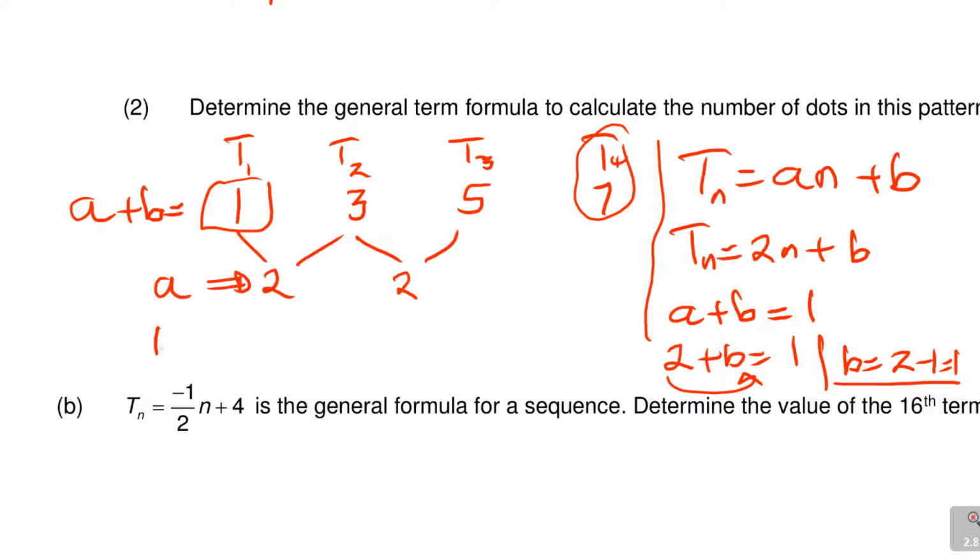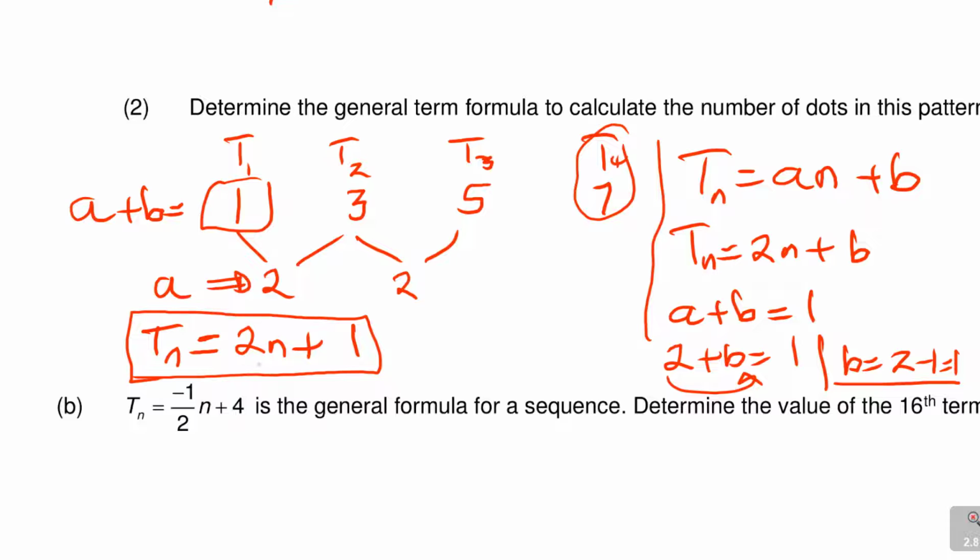So what is Tn? Tn, you finalize now, is equal to 2n plus b, which was 1. There is the general term. Alright, you can now test it with your T4. Let's put T4 here with the general term.